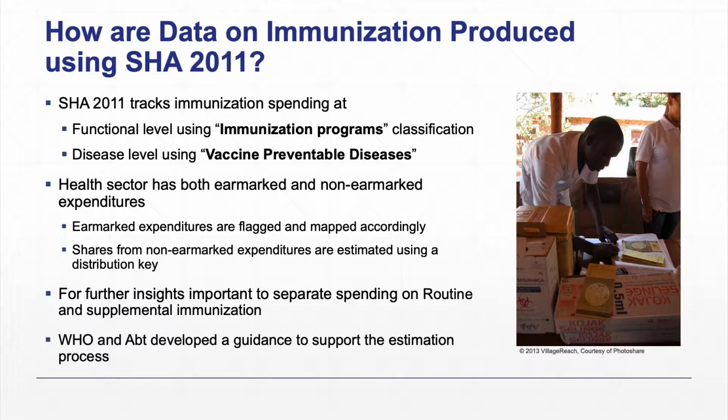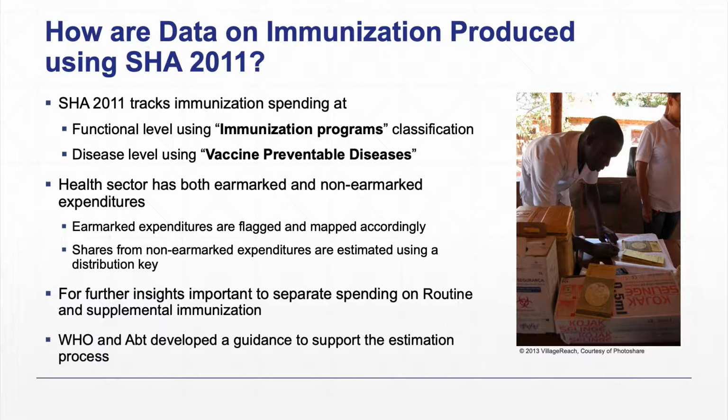Taking a step back on the points that have been raised earlier, the SHA in general captures immunization spending through two classifications as it stands now, the SHA 2011 framework. The first is through the functional classification, where we have a classification called immunization programs under the prevention category. And the second is at the disease level, where there is a classification called vaccine preventable disease. These two classifications help link the immunization spending to other classifications within the SHA 2011 framework, those related to how the health sector has been financed. So it helps us link the immunization spending to how it has been financed, who the sources have been, and at what level those expenditures were spent.